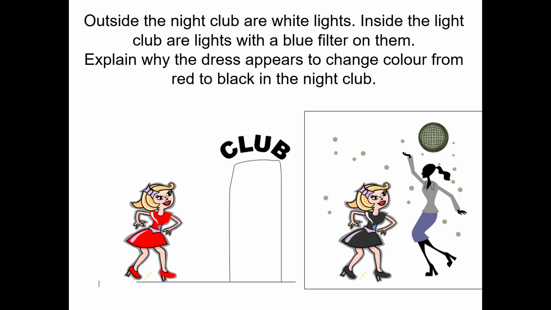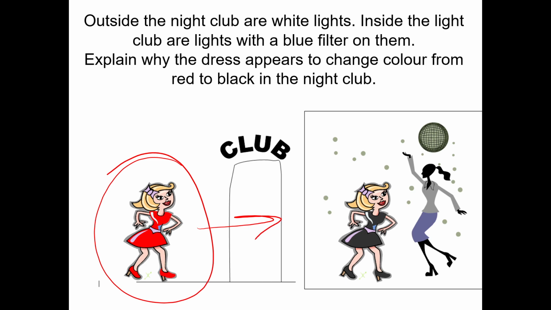So today's question to check your understanding that I would like to send back to me is this question here. So there's a lady here in a red dress. She is going to go into a club. When she goes into the club, her dress now looks black. Outside the club, we have got white light, natural light. Inside here, we have got lights that have got a blue filter on them. So there is just blue light in here. I want you to think about why the dress appears to look black when she is in the nightclub.